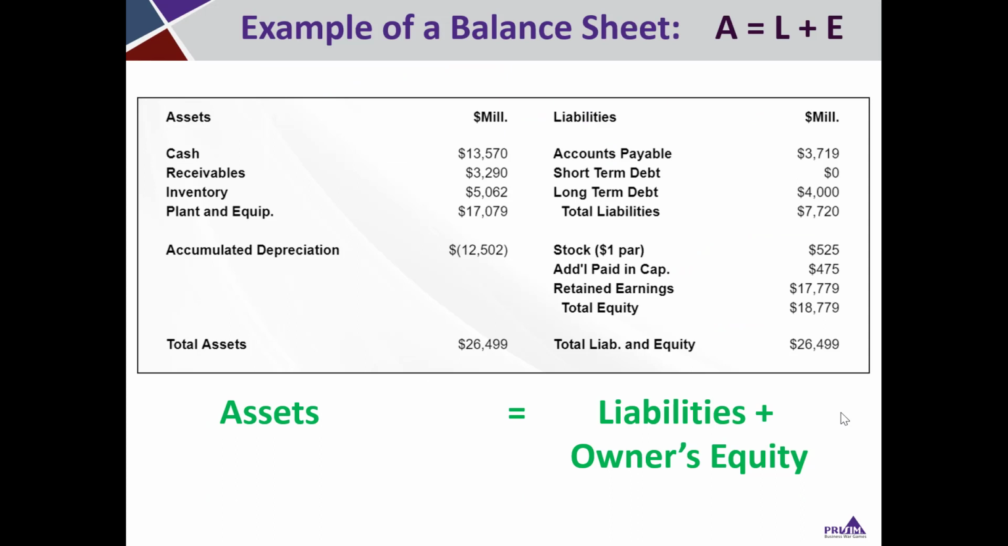Again, assets are what the company owns. They're divided into current assets, which are generally defined as assets that are expected to be converted to cash within a year. Things like, well, cash itself, receivables that you expect to collect within a year, inventory that you expect to sell within a year, and then longer term assets like plant and equipment and tools that you might use as you build products.